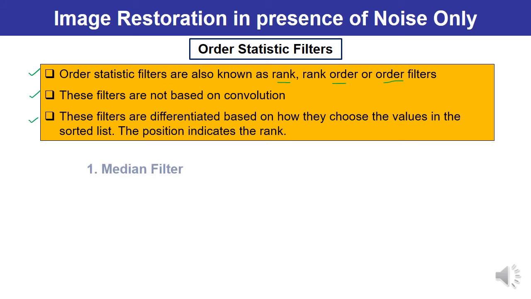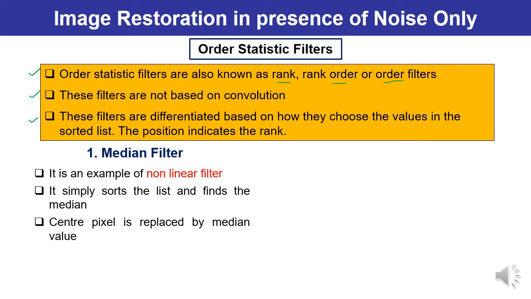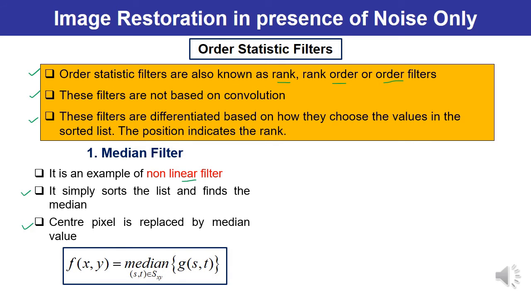First is the median filter. The median filter is an example of a non-linear filter. It does not use convolution, but it simply sorts the list and finds the median, and the center pixel is replaced by that median value. This is how the median filter works. It can be represented in this form, median of all the given windows.